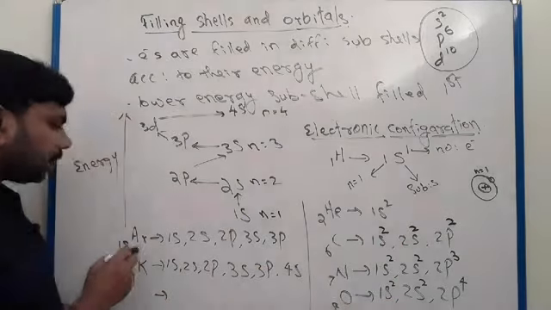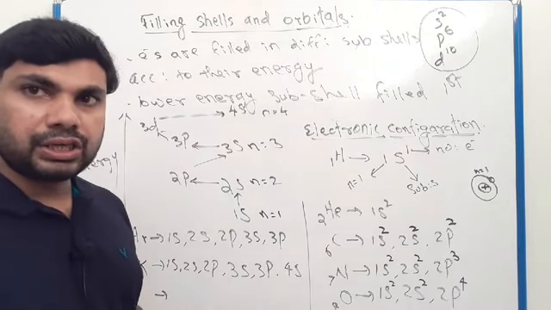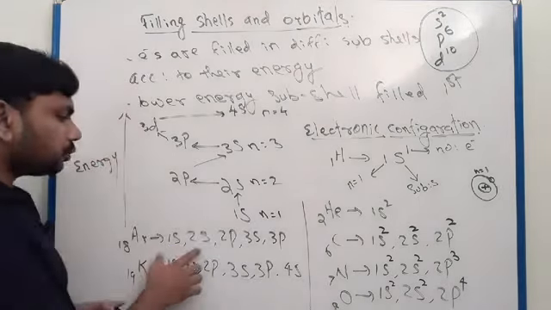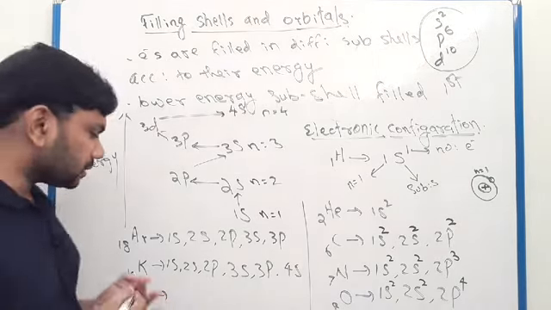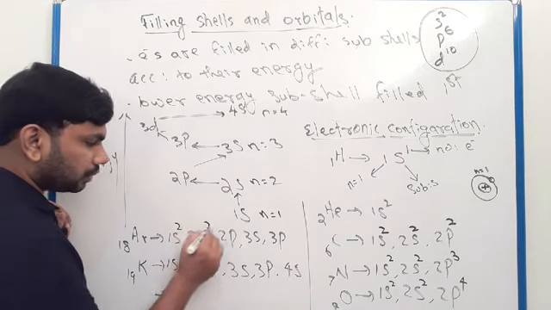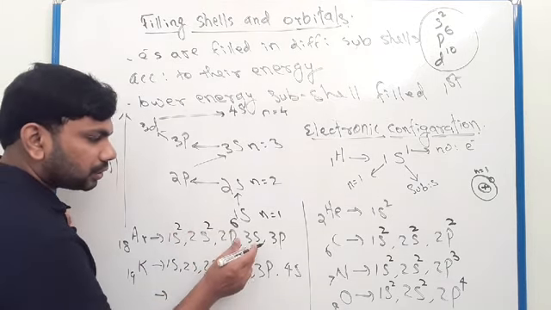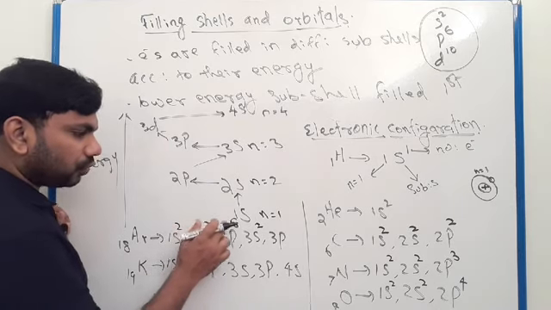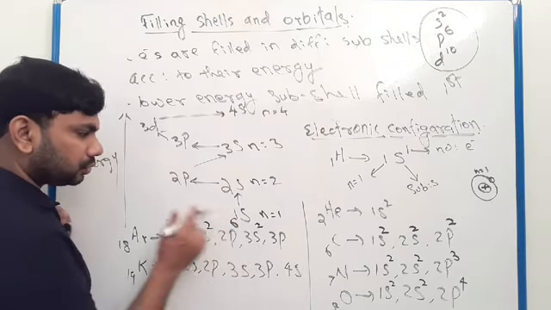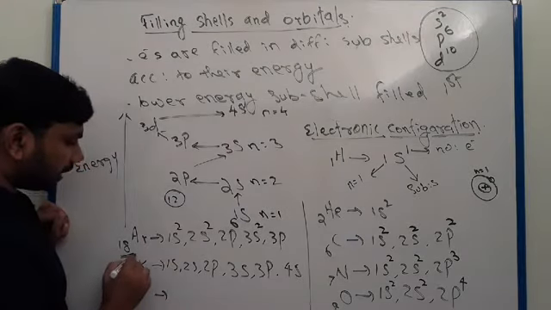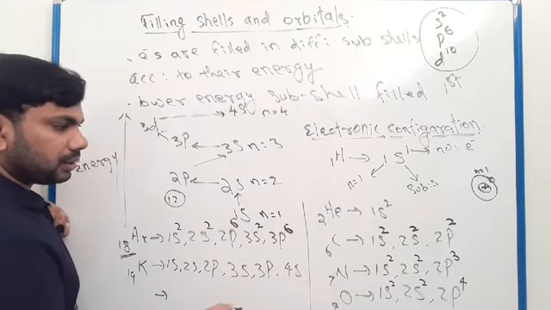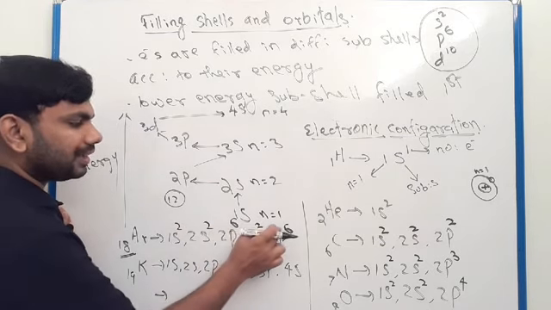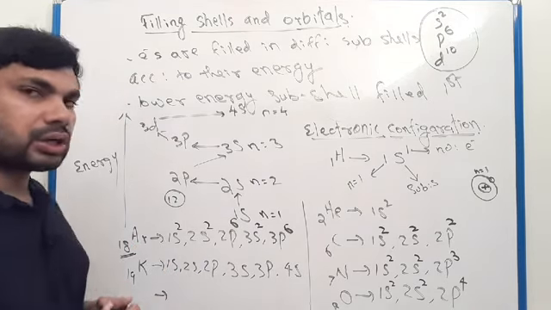See one more example here, argon. Argon's atomic number is 18. Remember the order 1s, 2s, 2p, 3s, 3p. Then you just put the number of electrons. The s orbital holds a maximum of 2 electrons, the p orbital a maximum of 6. Now we count: 2, 4, 4 plus 6, 10, 10 plus 2, 12. We need 18 electrons in total, so put 6 in the 3p orbital: 2, 4, 10, 12, 18. This is the electronic configuration of argon.